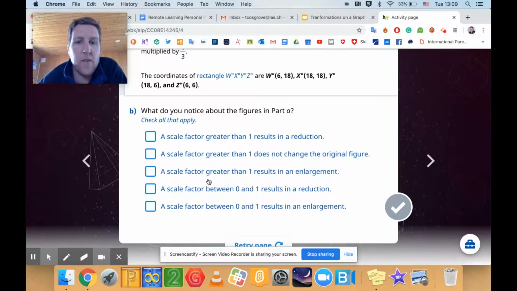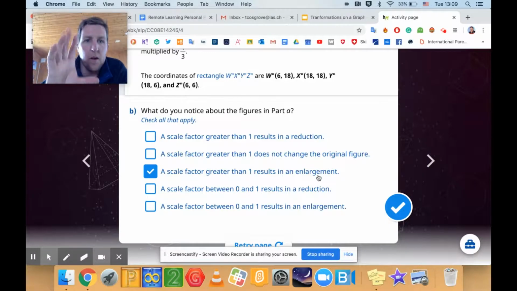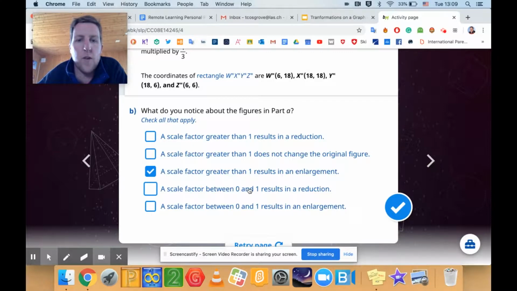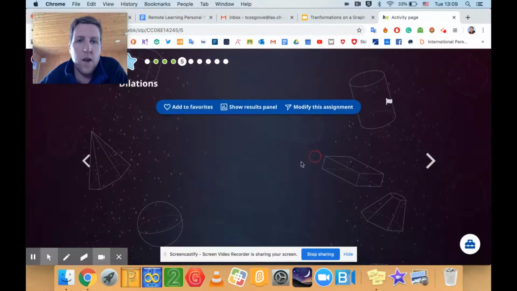If we have a scale factor greater than 1, that results in an enlargement. It's going to make something bigger. But if we have something between 0 and 1, it's going to be a reduction. It's going to shrink it down. So hopefully that question isn't too bad for you. And I think we're on to number 5.